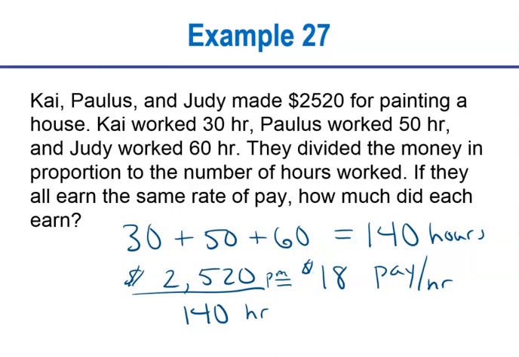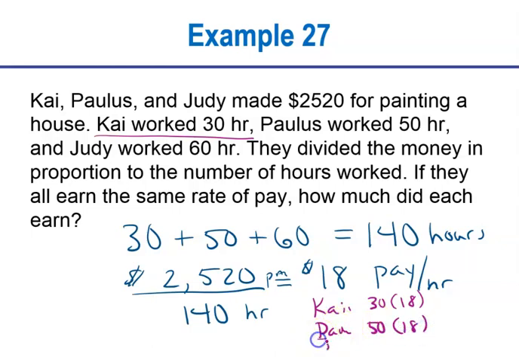So how could we pay each of them? Well, because Kai worked 30 hours, we would multiply 30 times the $18. Since Paulus worked 50 hours, we multiply 50 times the $18.